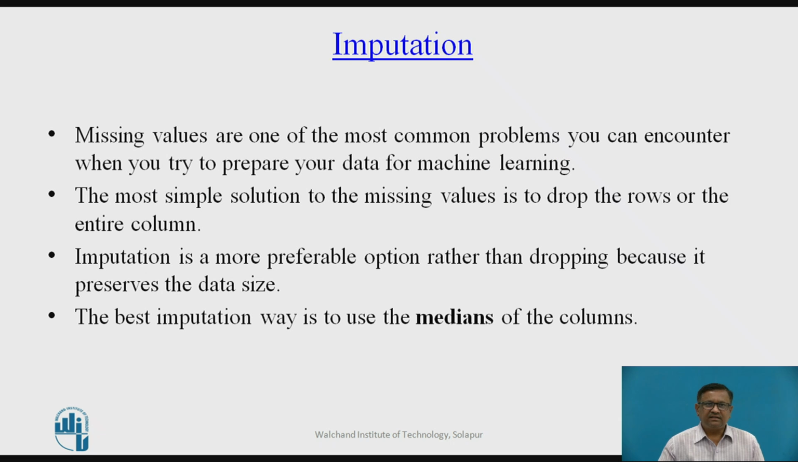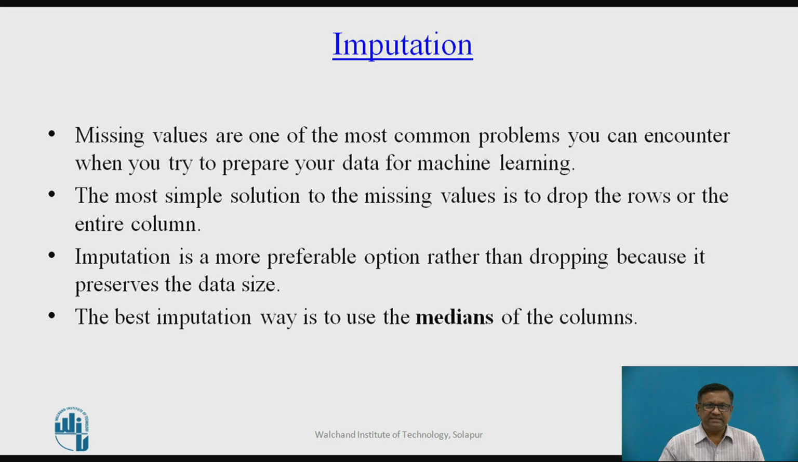So, imputation finds the missing values, one of the most common problems you can encounter when you try to prepare your data for machine learning. The most simple solution to the missing values is to drop the rows or the entire column. But see, dropping a whole row or whole column is a crude method. That's why imputation is a more preferable option rather than dropping, because it preserves the data size.